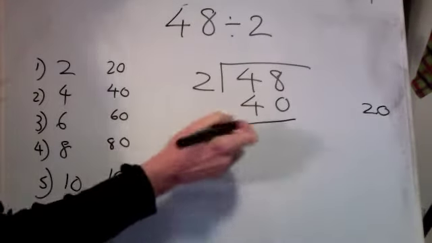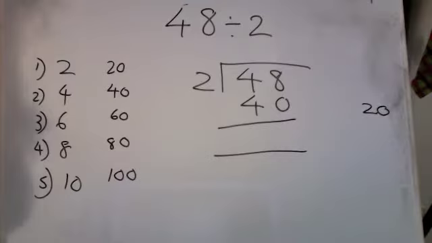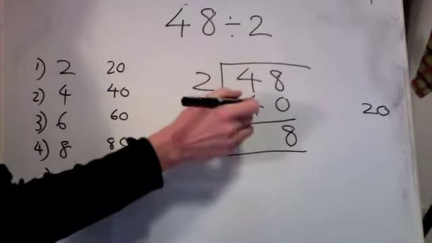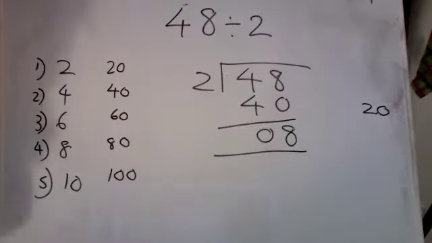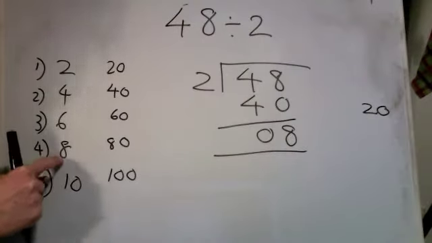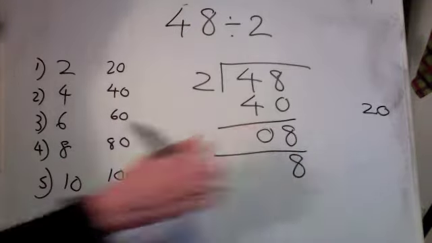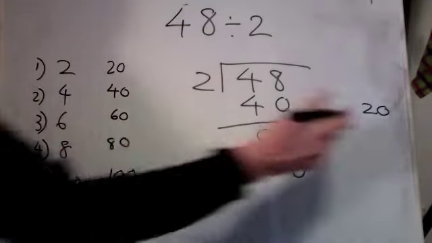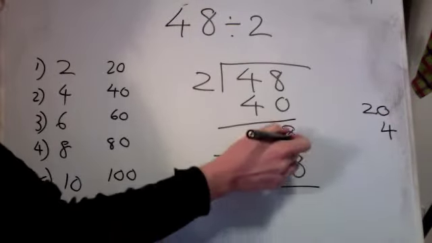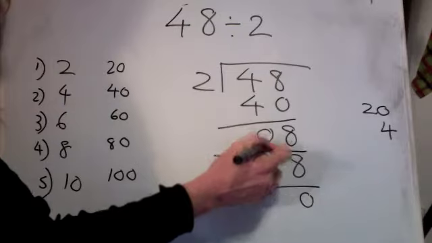Now let's see what the remainder is. 8 take away 0 is 8. 4 take away 4 is nothing. I'm looking for a number as close to 8 as possible without going over. And over here, I see I have 8. 4 times 2 is 8. Let's see what the remainder is. 8 take away 8 is nothing.